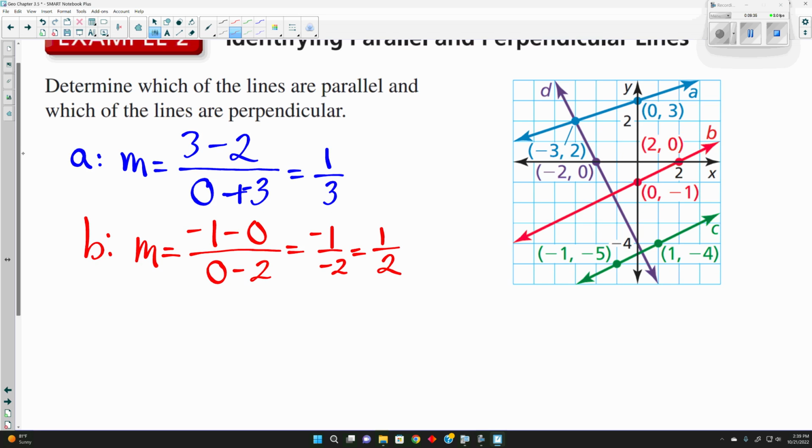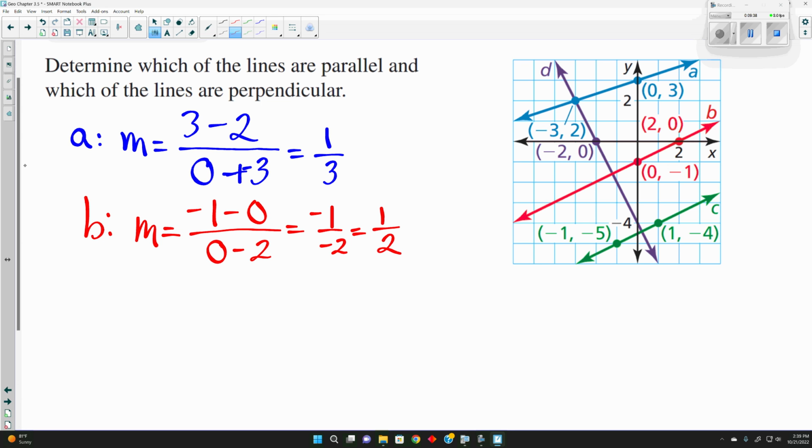Can we say that lines A and B are parallel? Do they have the same slope? No, so they can't be parallel. Opposite reciprocal, so change the sign and flip it? No. Okay, so A and B have nothing in common besides the fact that they are two lines on the same plane. That's all we can say. So let's look at C.